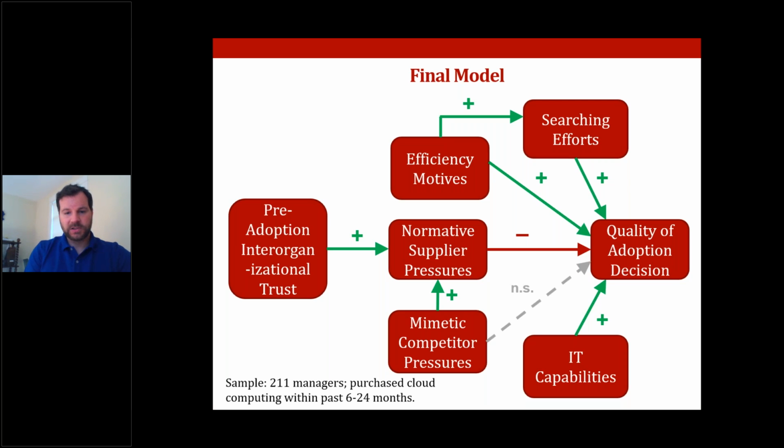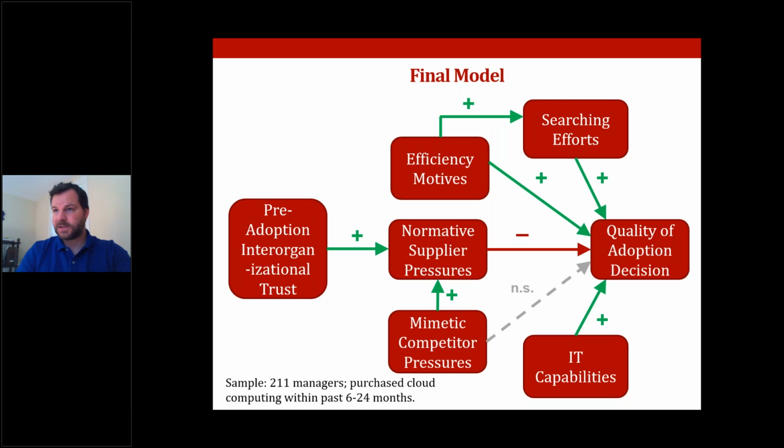When do they make the wrong decision? Well, they make the wrong decision when they give in to normative supplier pressures. Those are pressures applied from a supplier to give in to a certain set of norms. In other words, if you have a supplier of technology, of software, whatever it may be, and they're applying pressure to essentially do one thing or another, that can actually lead to a poor adoption decision.